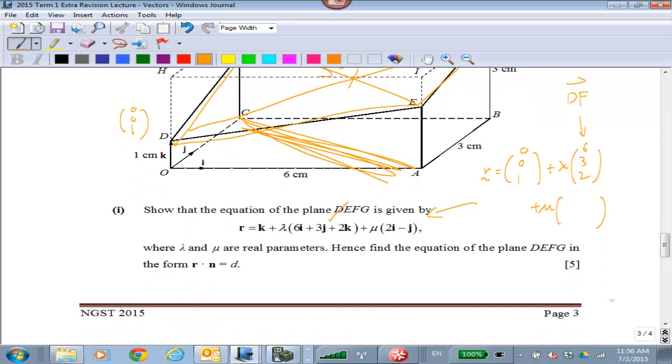Keep your mind working. Find the equation of plane DFG in the form R dot N equal to D. Come on. Now. Do it.